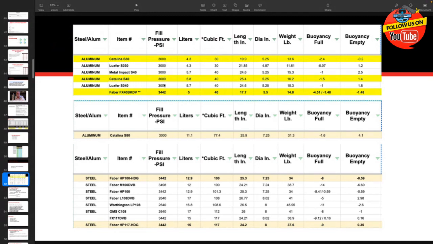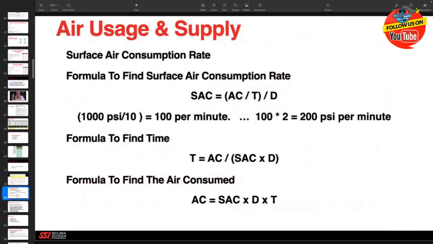Also, what's our fill pressure? For example, you can get those little Faber 40s. They're kind of a pain and not my favorite. They're just heavy little turds and hard to manipulate. They'd be cute in twin sets though. Making sure you understand what you're breathing off of. So that takes us to our next thing.